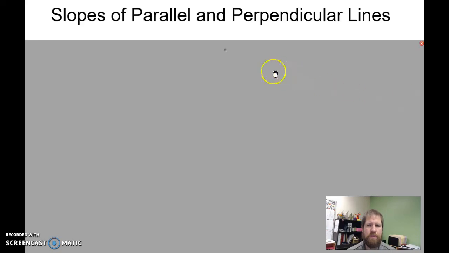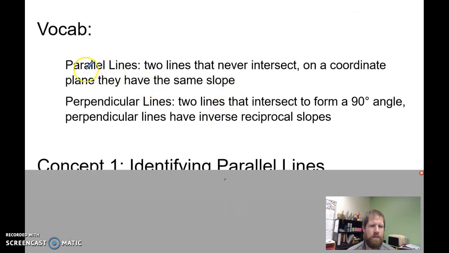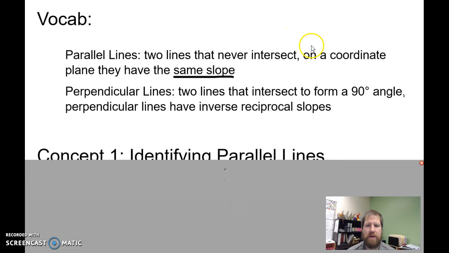Slopes of parallel and perpendicular lines. So remember, parallel lines are two lines that never intersect, and on a coordinate plane they're going to have the same slope. One thing to note about parallel lines, or lines with the same slope, is you can have two lines with the same slope that are not parallel because they are the same line. We'll look at that a little bit later, but it's one thing to keep track of.